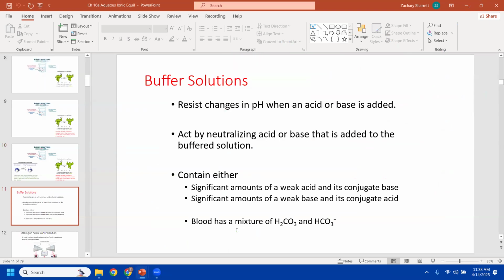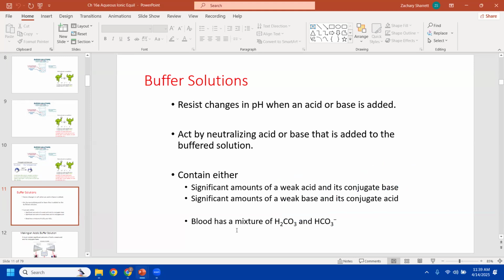So to pictorially represent, or to numerically talk about this, buffer solutions resist change in pH when an acid or base is added. I showed you how. They act by neutralizing the acid or base that is added to the buffered solution. When they neutralize it, they do make some of the conjugate acid or base, whichever one is reacting. But it makes either a significant amount of weak acid and its conjugate base or a significant amount of the weak base and its conjugate acid. These will not affect the pH as much as putting in the straight acid or base that we're putting in.